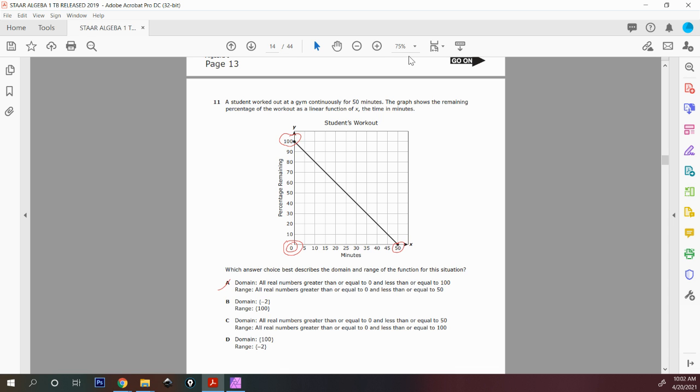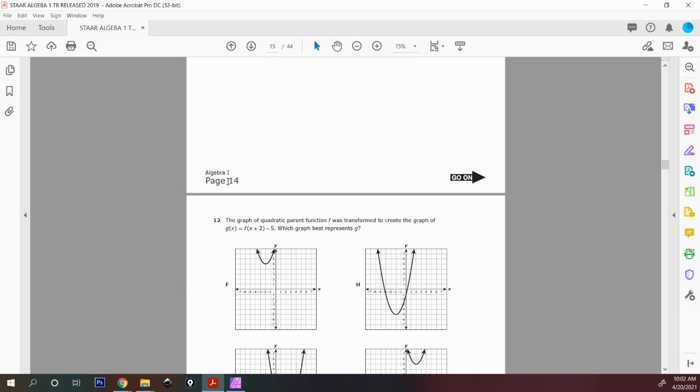This has that backwards. It says domain 0 to 100. I don't know what that even says. All numbers greater than or equal to 0, less than 50. Yep. Greater than 0, less than 100. Yep. There we go. That one is my domain and range. Okay. Number 11 is finished.